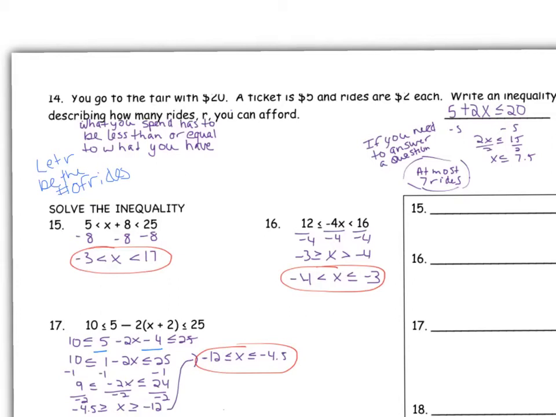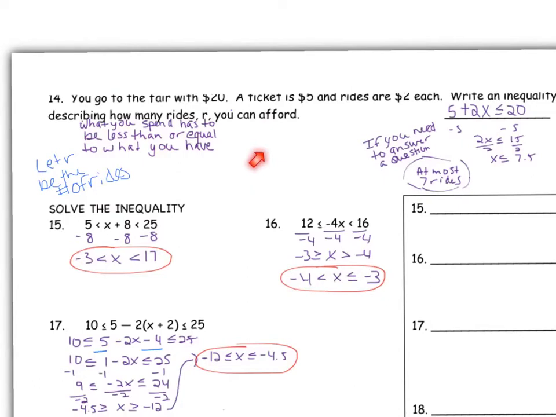14 is a little bit more complicated application problem, and I actually forgot to copy and paste one of the questions that was the second part of this one, so I'll talk about the whole thing. First, I have a let statement. Let R be the number of rides. It tells us to use R, so I'm using R. If you use X, I'm okay with that. So you go to the fair with $20. The ticket is $5 and the rides are $2. The first thing I know is that what you spend has to be less than or equal to what you have. You could spend exactly $20, but you couldn't spend $21 because you don't have it. So that's the first part of what I'm looking for.